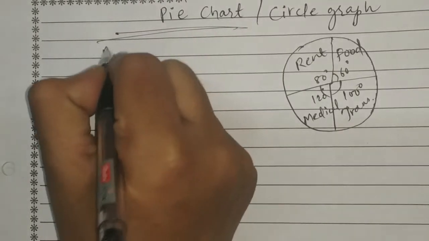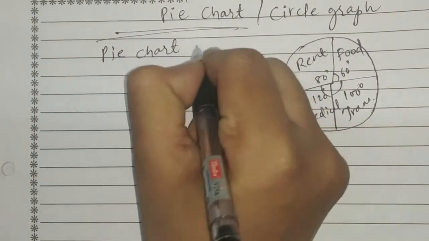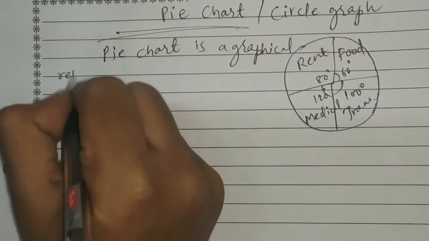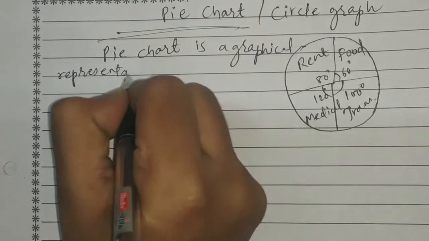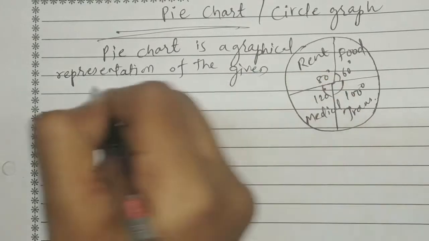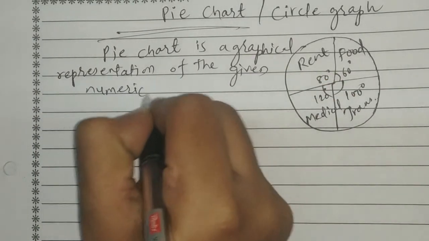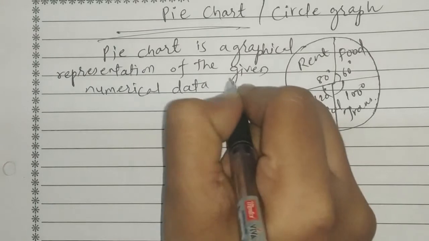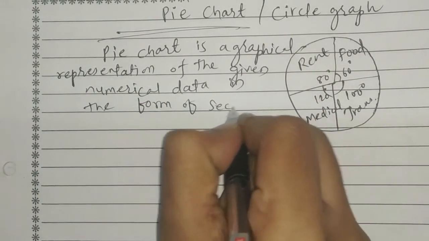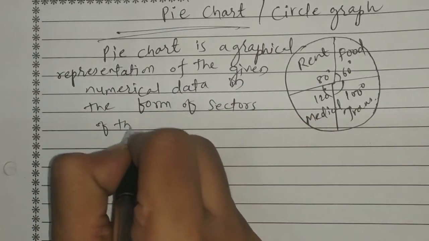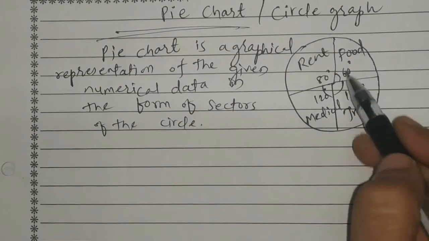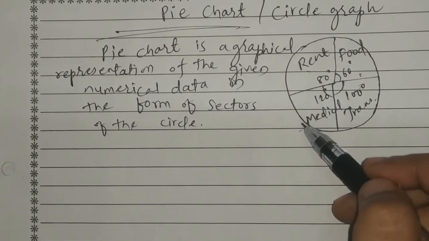You can see that a pie chart is a graphical representation of the given numerical data in the form of sectors of the circle. You can see here this is a complete circle and it is divided into 1, 2, 3, 4 sectors.